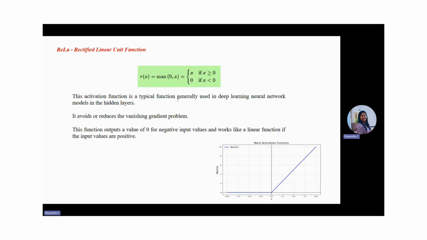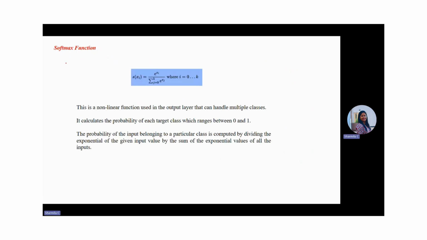This activation function is typically used in deep learning neural network models in the hidden layers. This is where ReLU comes in, and it is the most used activation function in deep learning whenever we have hidden layers. We can have more than one hidden layer in an artificial neural network. The hidden layers always work well when we use the ReLU function, the rectified linear unit function. This function outputs 0 for a negative input value and works like a linear function if the input values are positive.